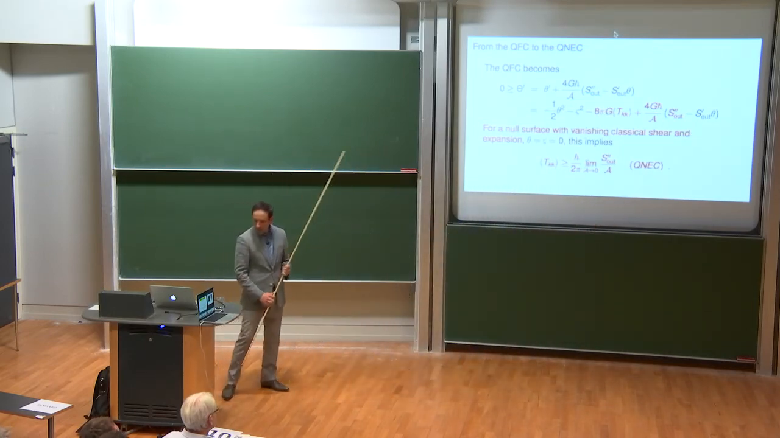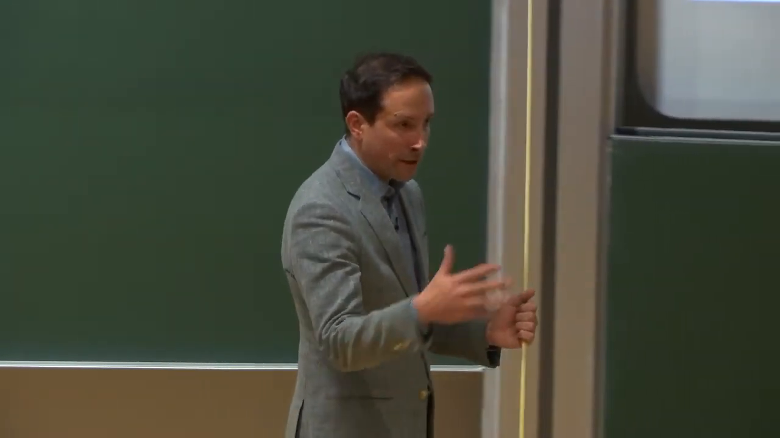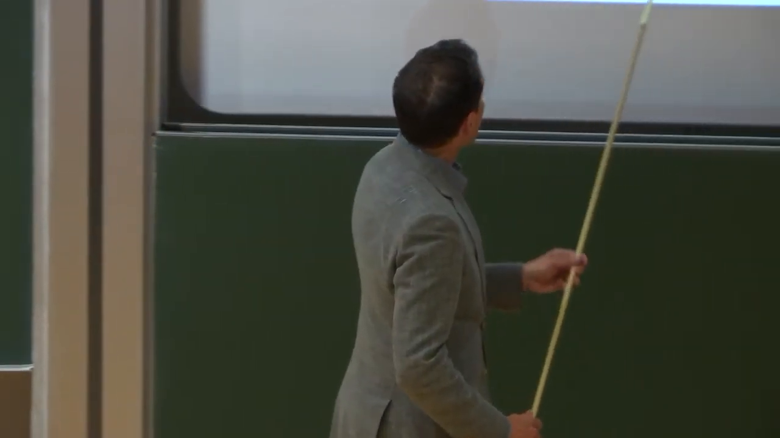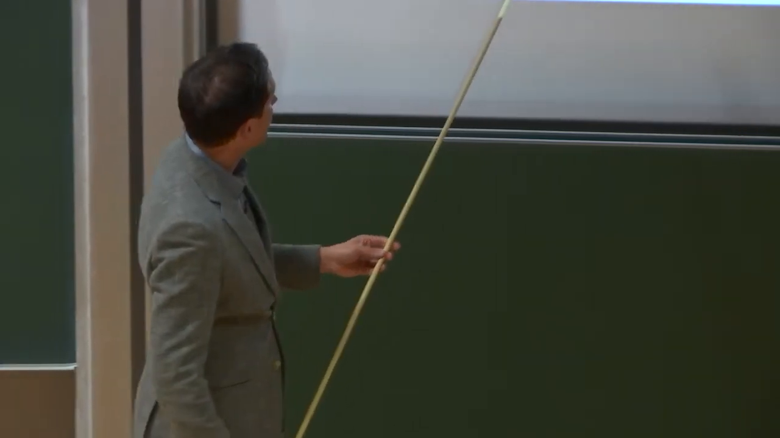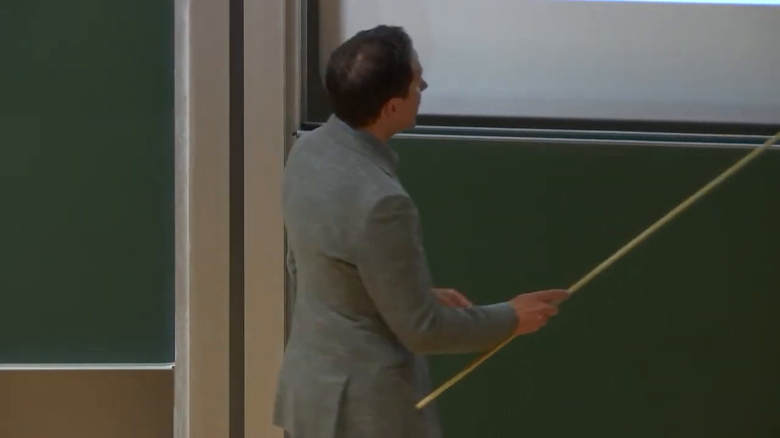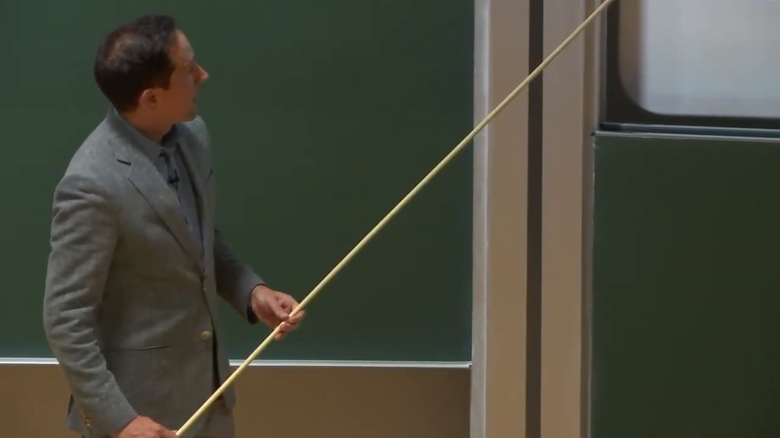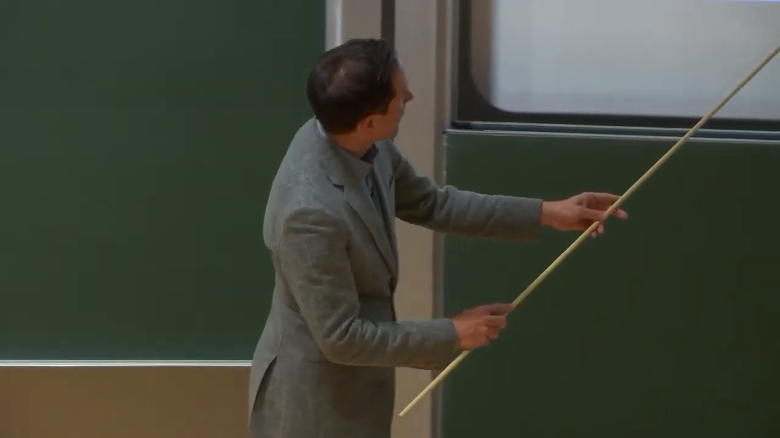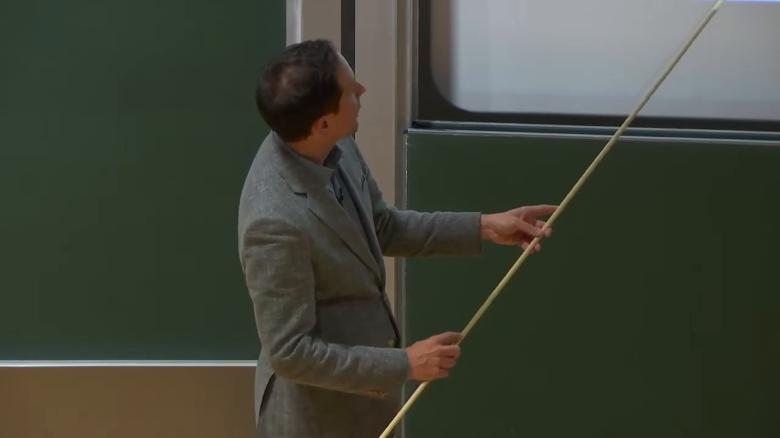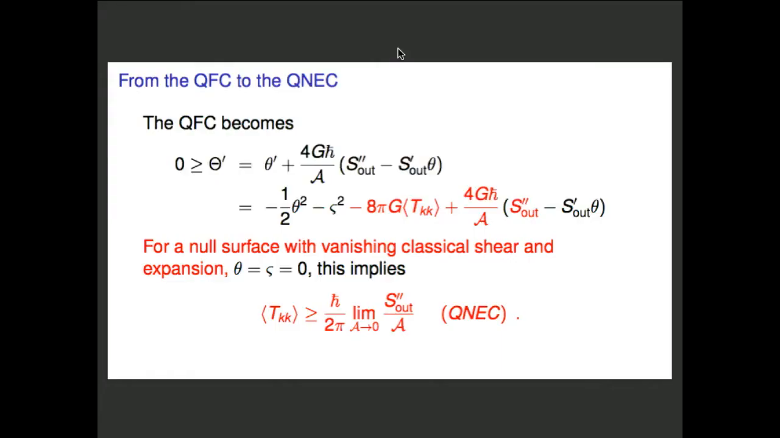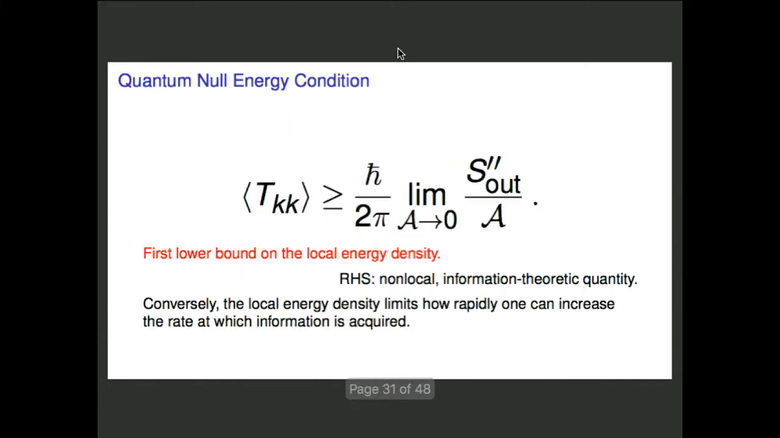Okay. So collecting the surviving terms, the ones that matter given the particular surface I applied the quantum focusing conjecture to, is this statement here, which we call the quantum null energy condition. On the left-hand side, it looks like it's going to be a null energy condition, but it's the expectation value of the null components of the stress tensor. And then on the right-hand side, we have an information theoretic quantity, the second derivative of the exterior entropy under the deformation that we're taking.